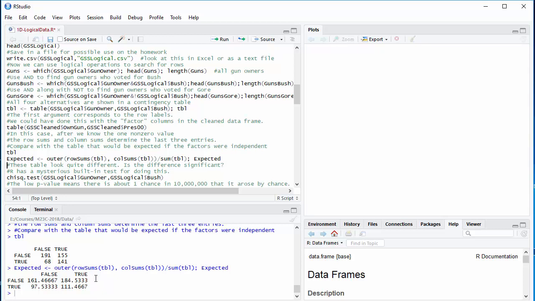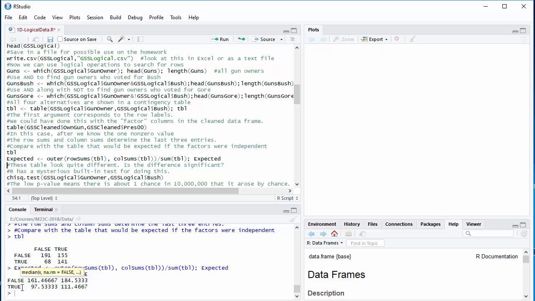Or if you want to put it in probabilistic terms, if voting for Bush and owning a gun were independent, we'd have a table that looked like this. This is the table we actually got. And you look at this and you say, this is kind of interesting.